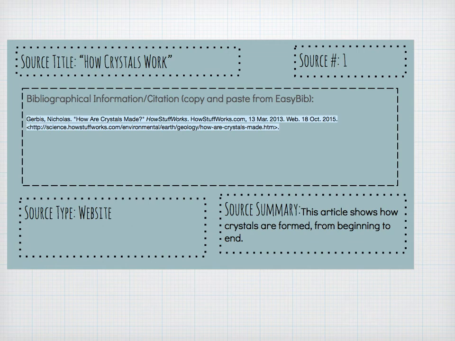At the very bottom, I wrote down what kind of source it was, and it was a website. Then, in the other corner, I wrote a quick summary, so if I needed to go back and find something, I can remember what the source was really about.